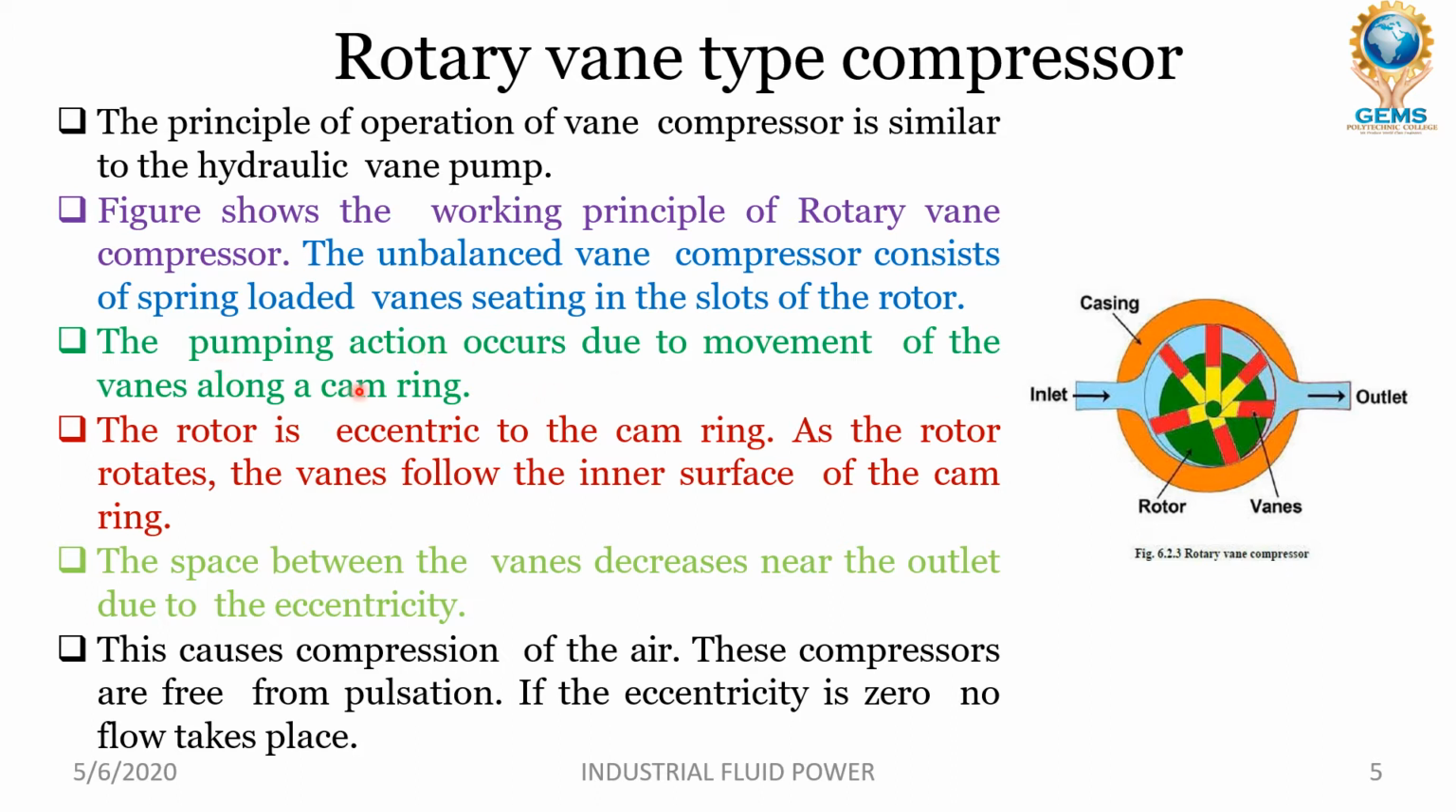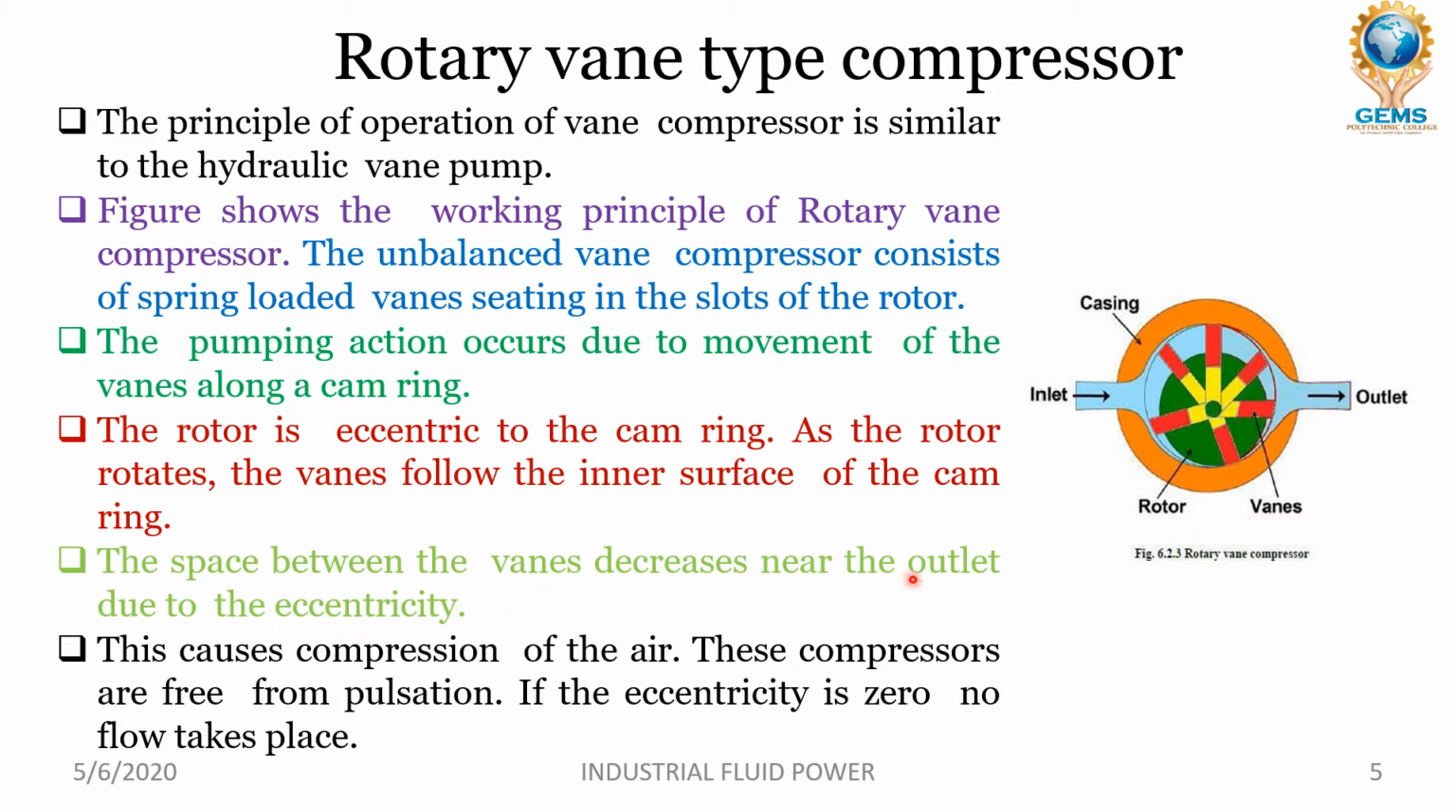The pumping action occurs due to movement of the vanes along a cam ring. The rotor is eccentric to the cam ring. As the rotor rotates, the vanes follow the inner surface of the cam ring. Sorry, this green disc represents the rotor, and inside, these red symbols in the slots represent the vanes.